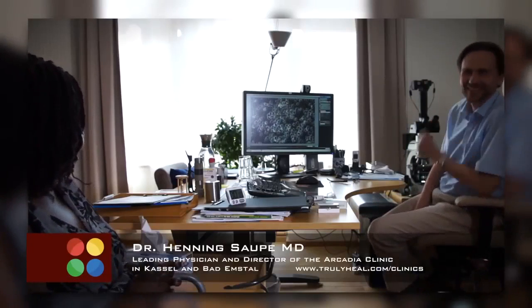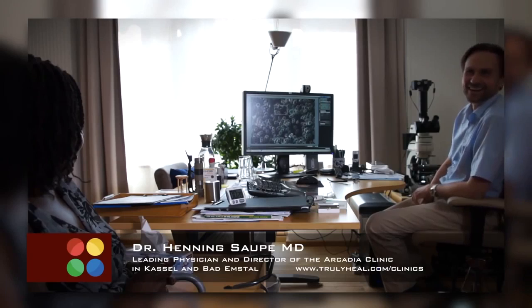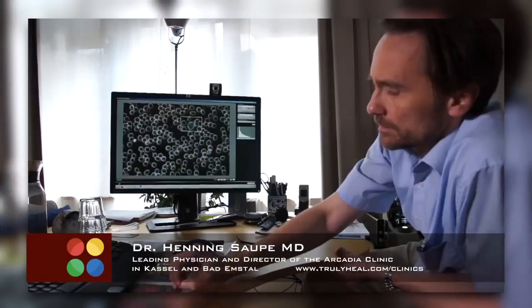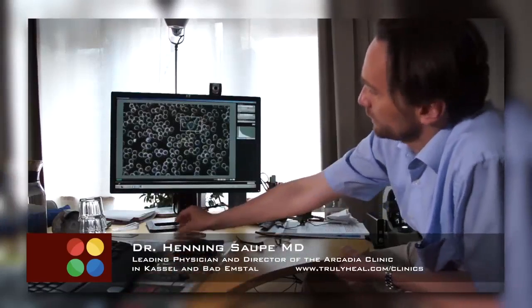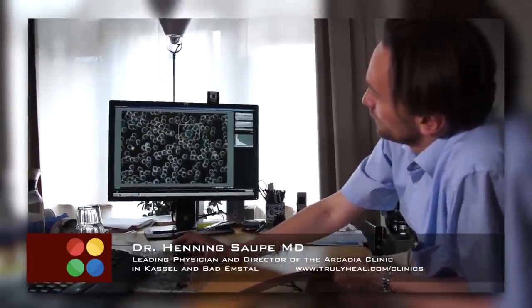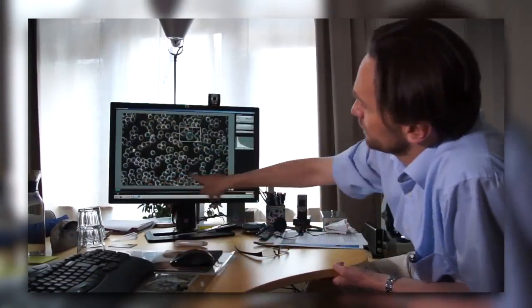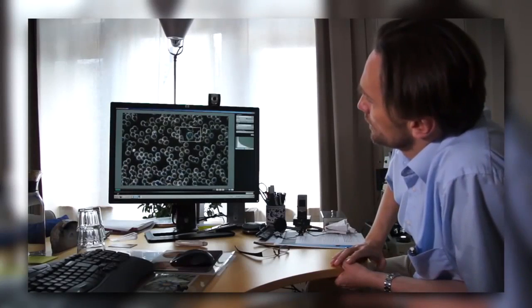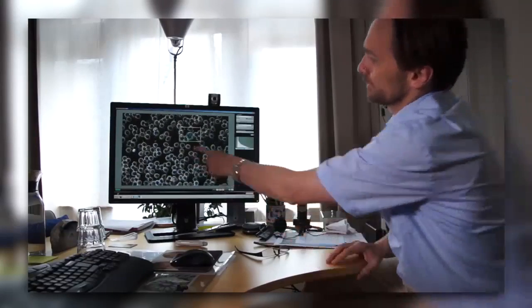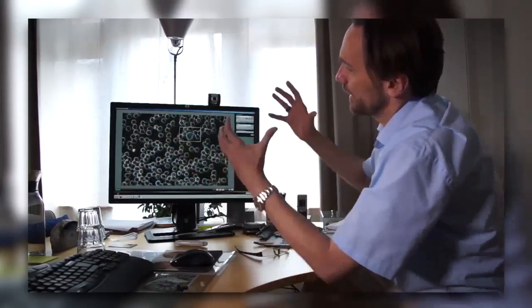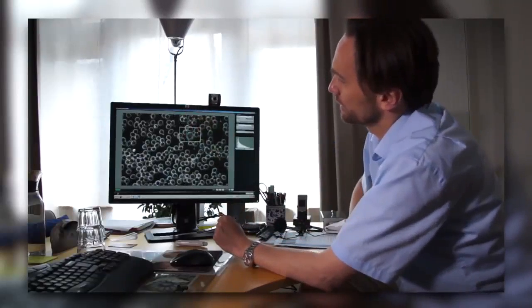Well, quite a result. So here we see a sample of vivid, moving, well-charged blood cells. We see the red blood cells moving freely. Their membrane charge is so high that they don't stick together.